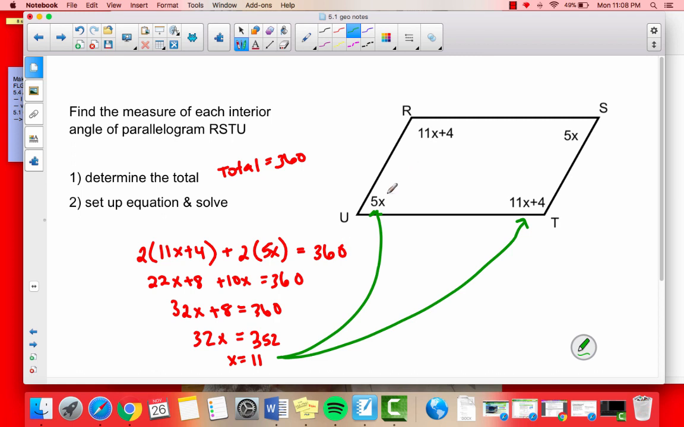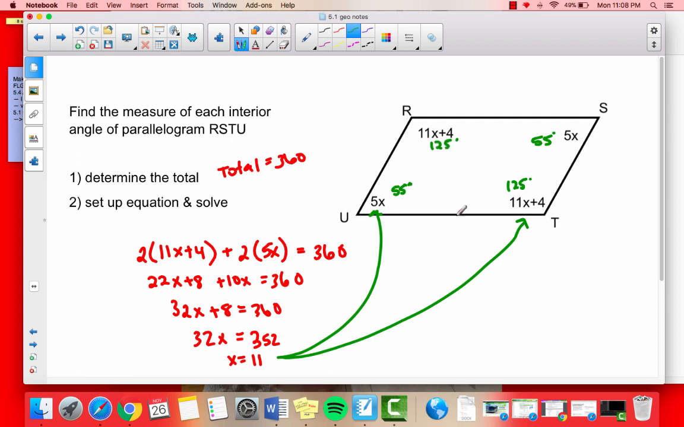So if I plug in 11, I get for this angle 55 degrees. And for the angle T, I get 11 times 11, add 4, we get 125. And because this is a parallelogram, each of these opposite angles will be the same degree.